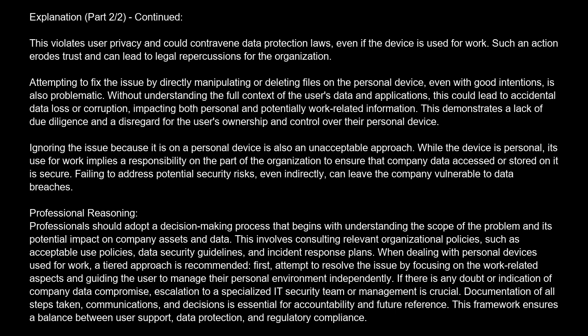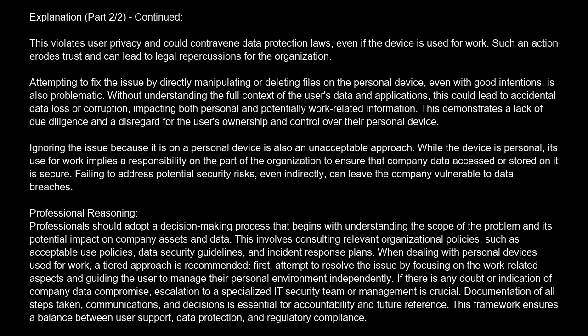Attempting to fix the issue by directly manipulating or deleting files on the personal device, even with good intentions, is also problematic. Without understanding the full context of the user's data and applications, this could lead to accidental data loss or corruption, impacting both personal and potentially work-related information. This demonstrates a lack of due diligence and a disregard for the user's ownership and control over their personal device.